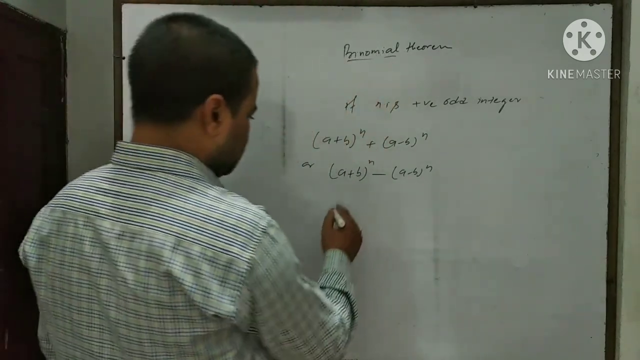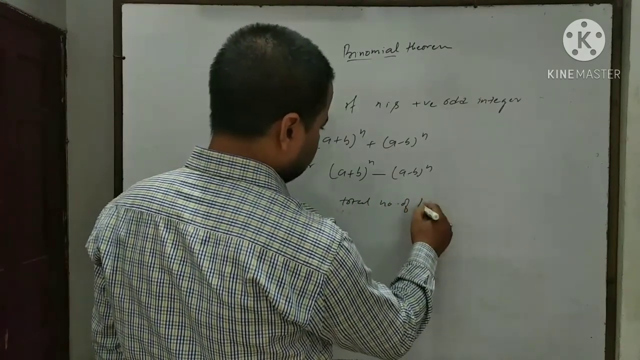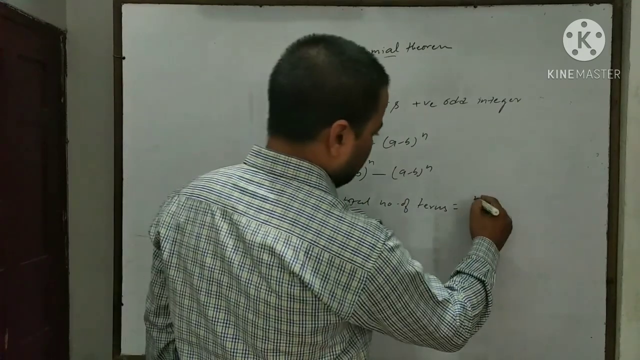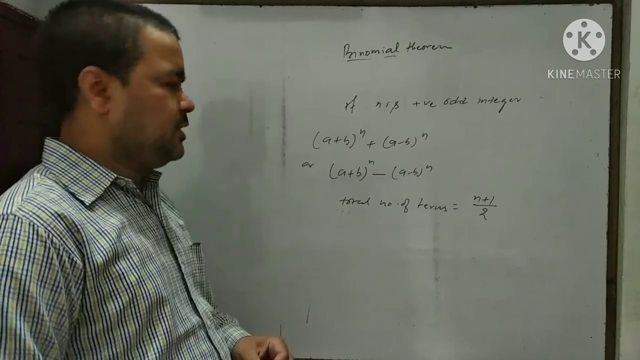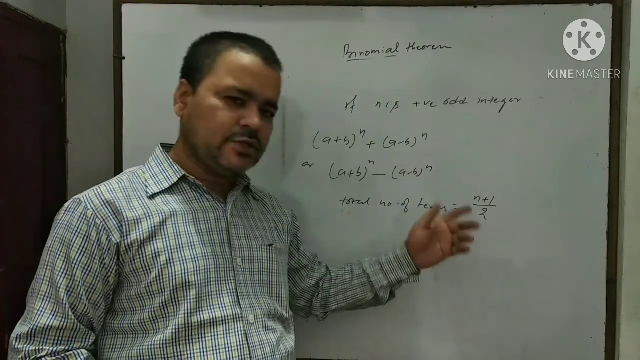In this case, the total number of terms is equal to (n plus 1) by 2. In this case, the total number of terms will be (n plus 1) by 2.